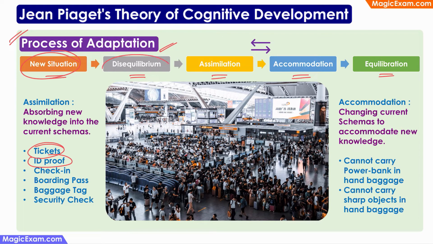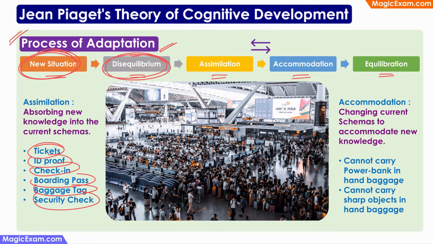And that is a state of disequilibrium because my existing schema does not allow me to deal with the situation. And when I get into the airport, I have to do the check-in, I have to get a boarding pass, I have to get the baggage tag, I have to go through the security check. So all these are new things that I have not done in the past. Therefore, this new situation is leading to disequilibrium.